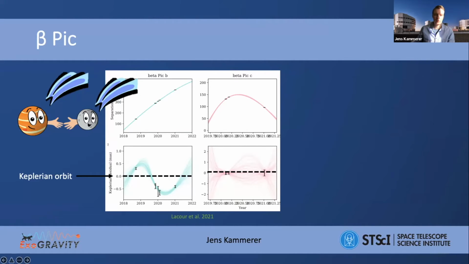Especially here on the left-hand side, you can see the orbit of Beta Pictoris b, and you can see the Keplerian residuals at the bottom. As you can see, there's a clear systematic offset from a Keplerian orbit, which is caused by the gravitational influence of the other planet in the system, Beta Pictoris c. From this offset, we can now work out, for example, the orbital period, but also the mass of Beta Pictoris c. I think that's really an exciting result, that we can now measure orbits with such high precision.